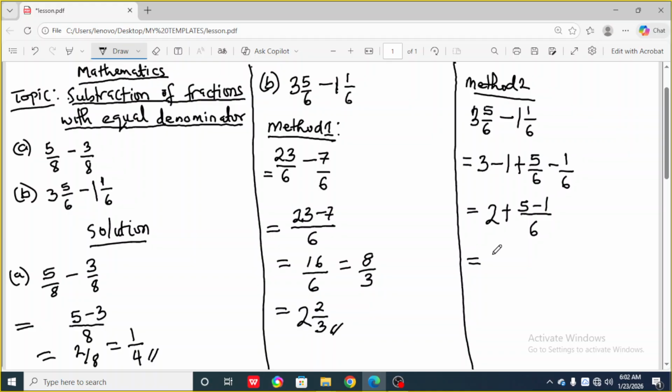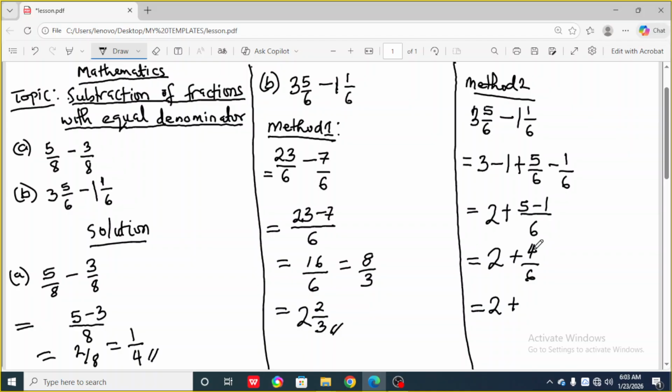So now let's go ahead. We now have 2 plus, now 5 minus 1. 5 minus 1 will give us 4 over 6. Then look at this fractional part. It is giving us a fraction that can be reduced to its lowest terms. So let's reduce it to its lowest terms.